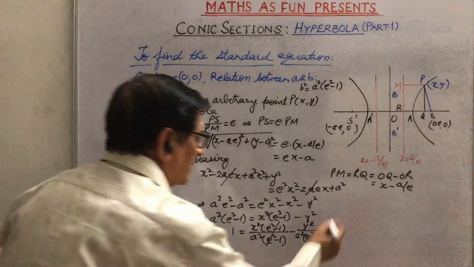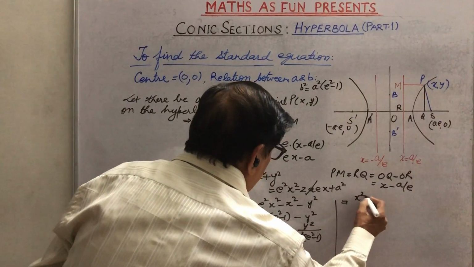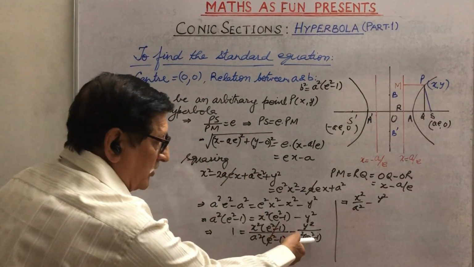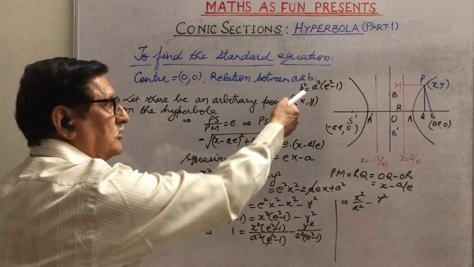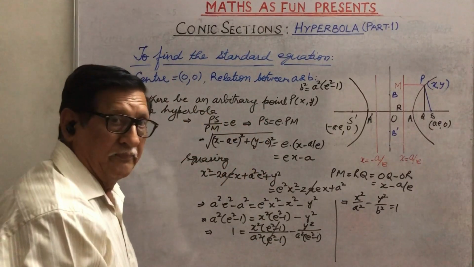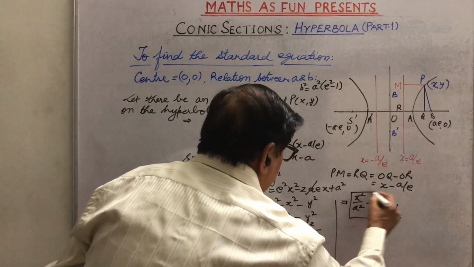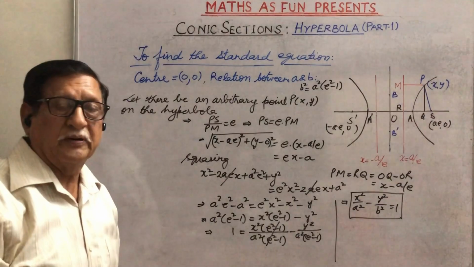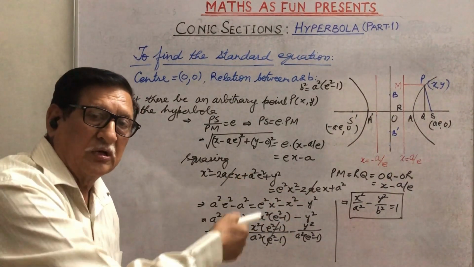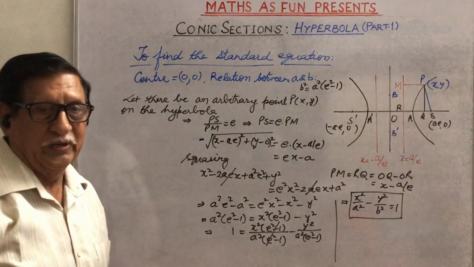It means we are getting x square upon a square minus y square upon a square into e square minus 1, which is equal to b square, is equal to 1. This is the standard equation of the hyperbola, that is x square upon a square minus y square upon b square is equal to 1.